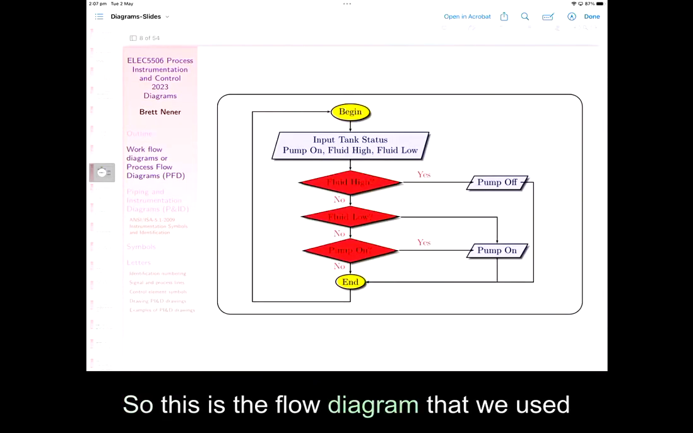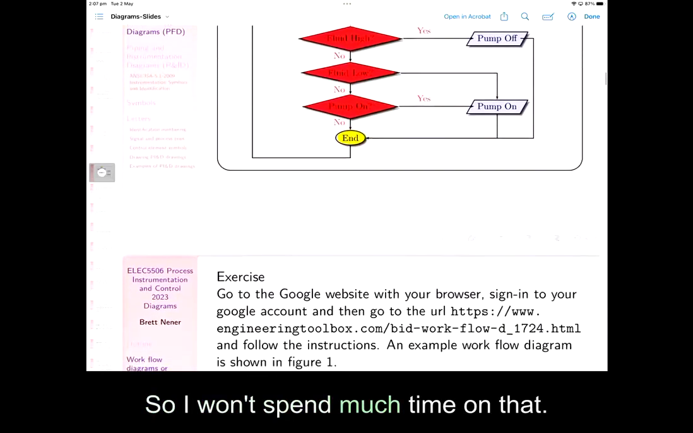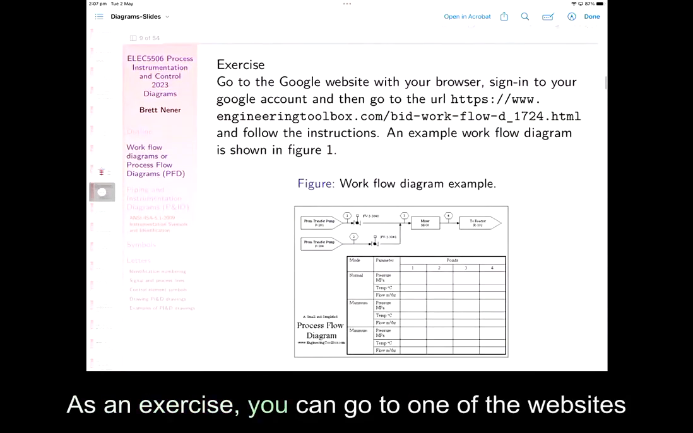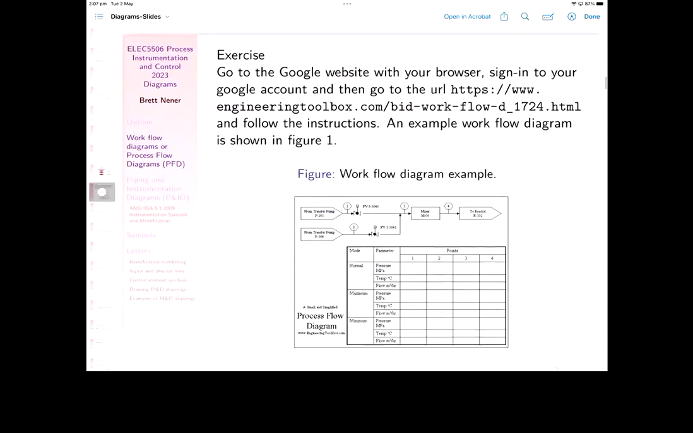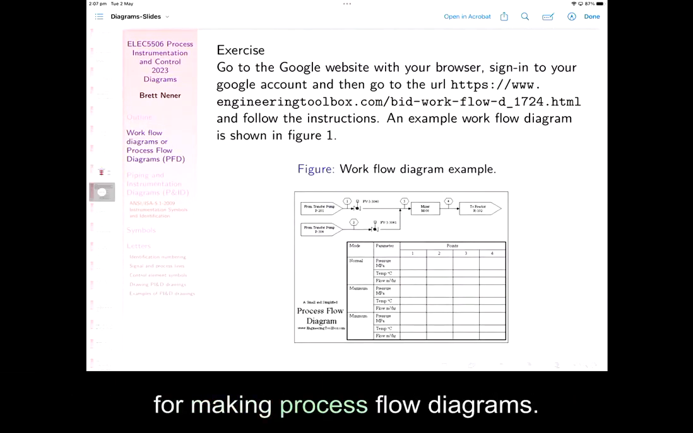This is the flow diagram that we used for the tank filling process, so I won't spend much time on that. As an exercise, you can go to one of the websites and have a look at some of the tools. I've shown a link here of some of the tools for making process flow diagrams.